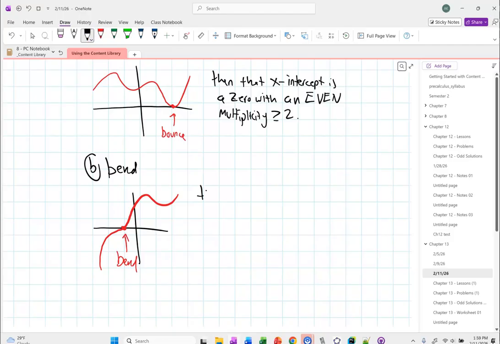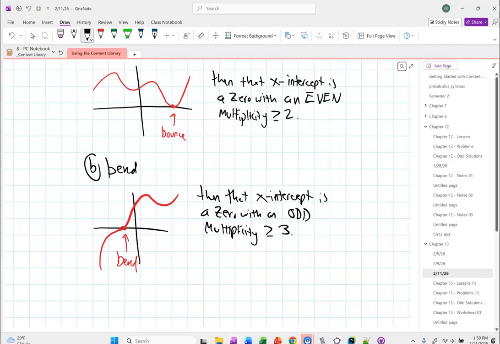If we have a bend, then that x-intercept is a 0 with an odd multiplicity of at least 3. So 3 times, 5 times, 7 times, I don't know how many times, but it's an odd number and it's at least 3. Which tells you that you're going to be able to use that 0 that you found the bend on more than once with our synthetic division, right? That's awfully good to know.